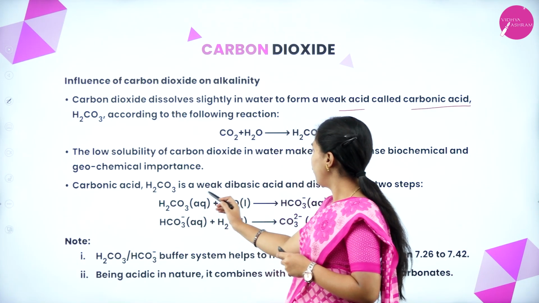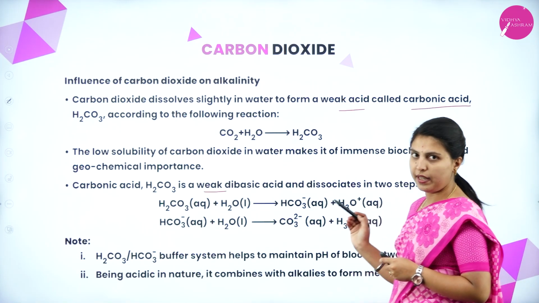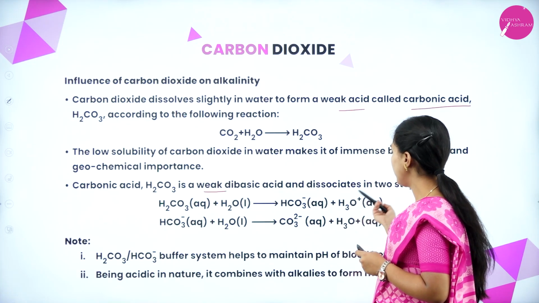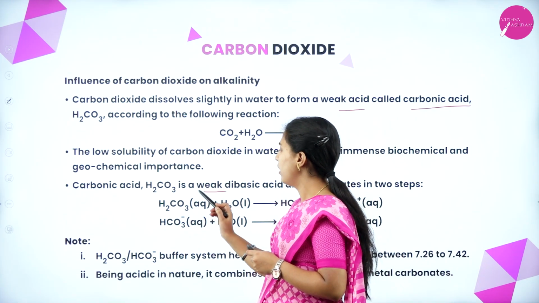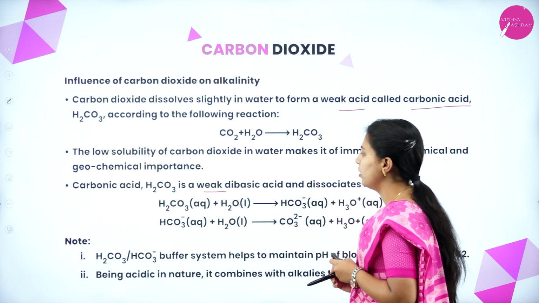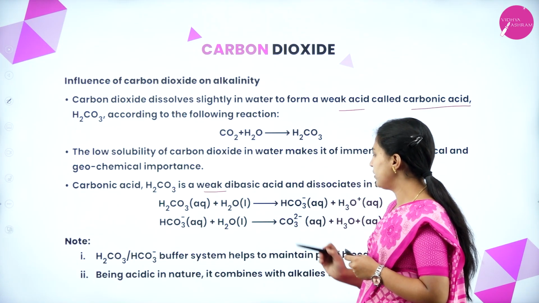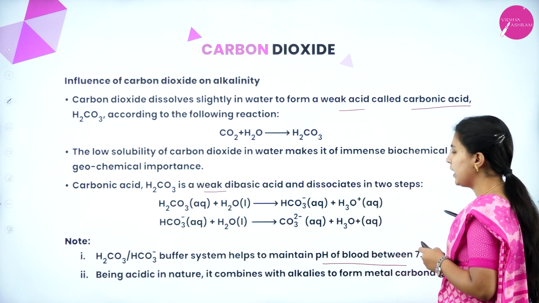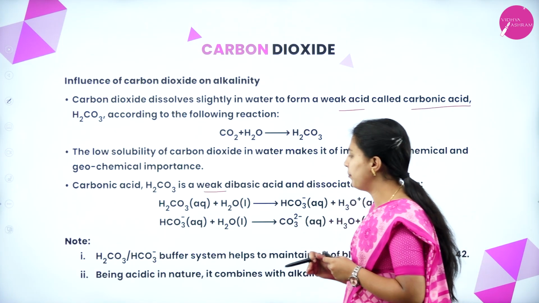Carbonic acid is a weak dibasic acid and dissociates in two steps. See here, carbonic acid reacting with water gives bicarbonate and a proton. Then bicarbonate with water forms carbonate. Note, the bicarbonate and carbonate buffer system helps to maintain the pH of blood between 7.26 to 7.42. It means it will maintain the pH of blood.